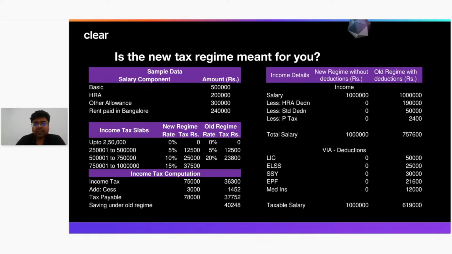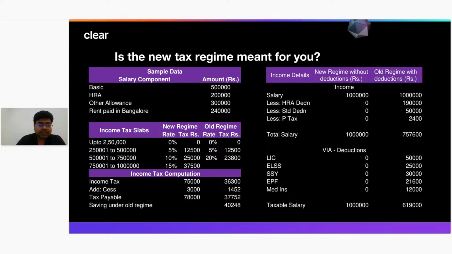Now, let's try to understand whether the new tax regime is beneficial for you. In short, we are going to compare the new tax regime and the old tax regime to get a better understanding. Now, for this purpose, we have taken an example of a sample salary. The sample salary is 10 lakh rupees, which is broken down into basic, HRA, and other allowances. The basic being 50% of it, that is 5 lakh rupees. HRA is 2 lakh rupees, and other allowances 3 lakh rupees.